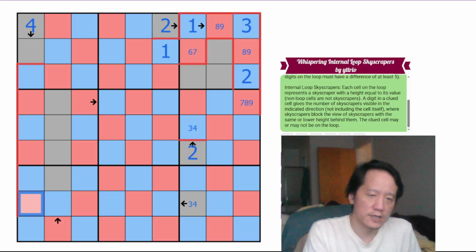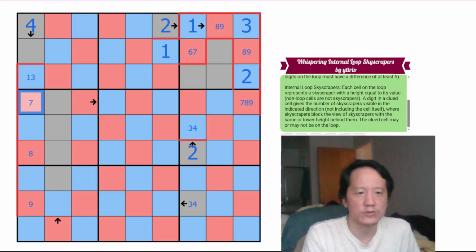So this, it sees this. It could be 1 or 3. Cannot be 2 or 4. It must see this one. It must see that one. So this is less than this. This could be 9. This would then be 8 at most. This is 7 at most.